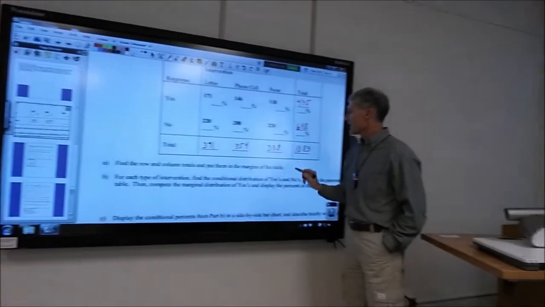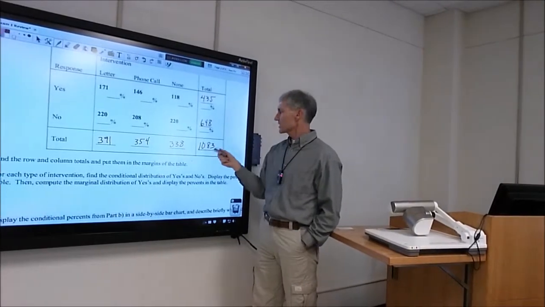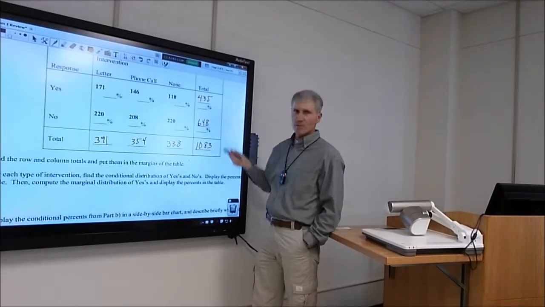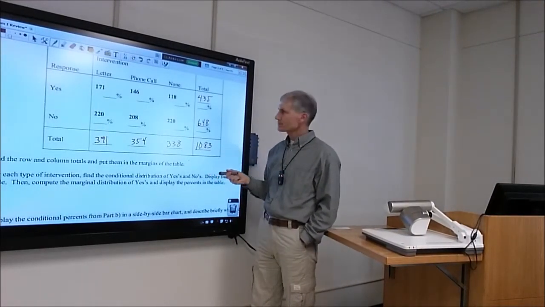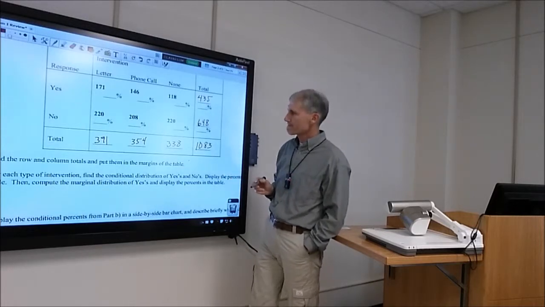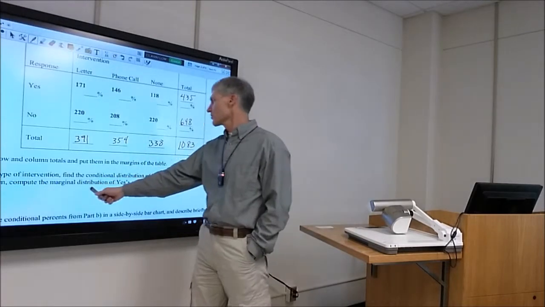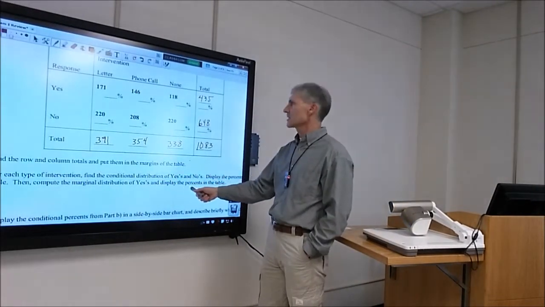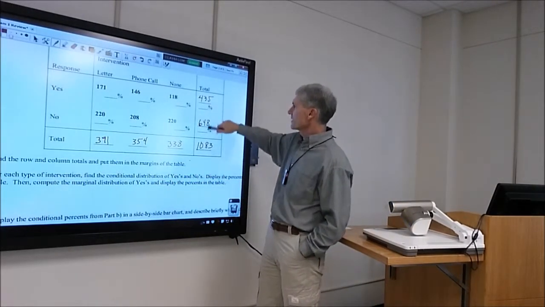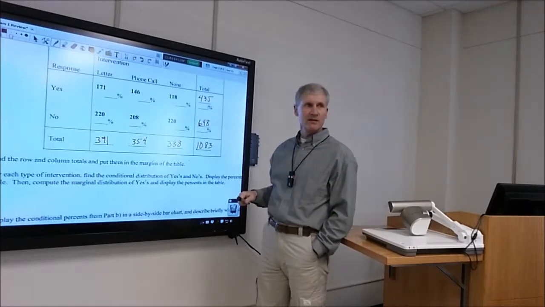Okay? And those three numbers should add to the same thing that these two numbers add to. And to get the percentages, you do it based off the total. It depends on what they ask for. So let's see. Compute the marginal distribution of yeses and display those percents. That's these percents. So what are they?